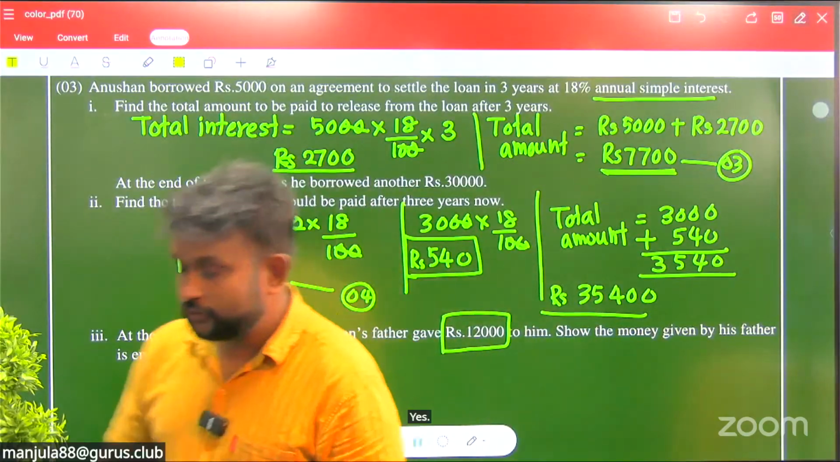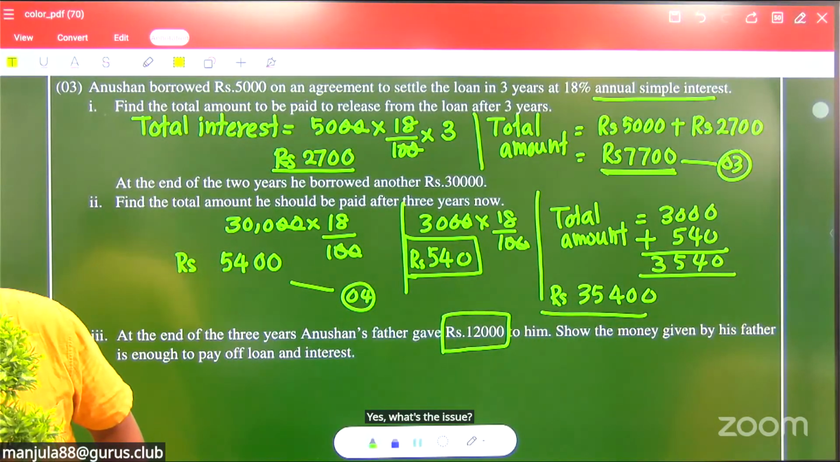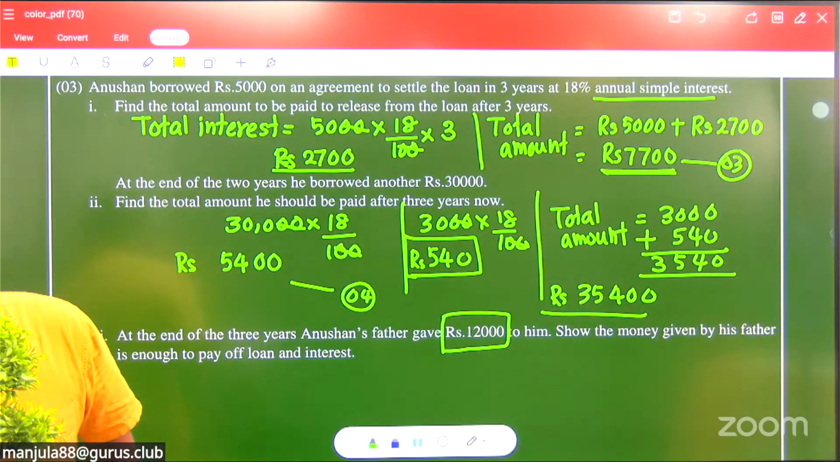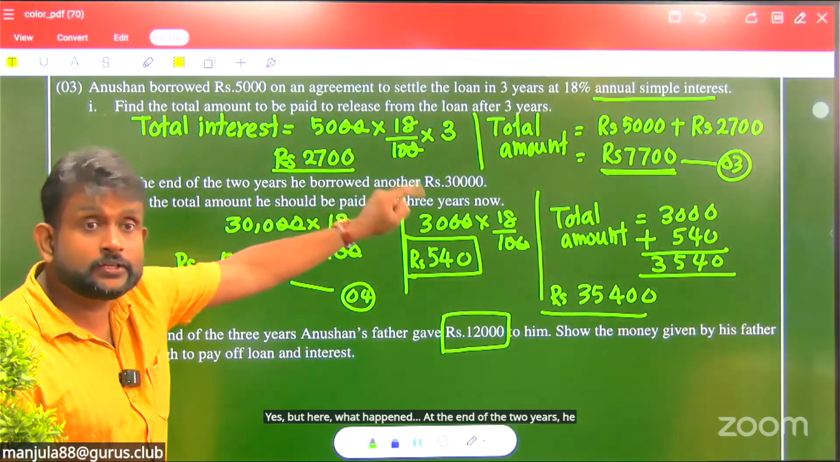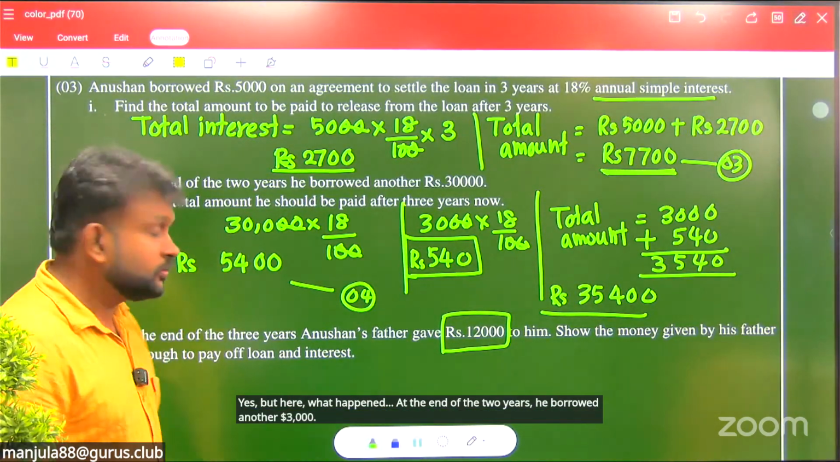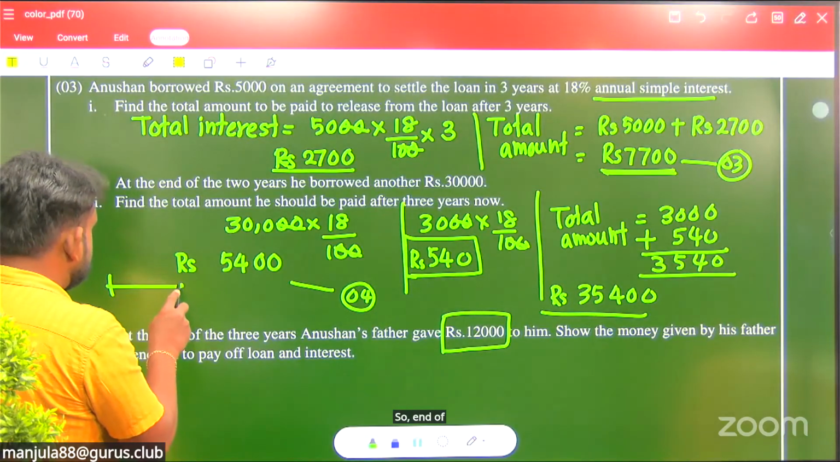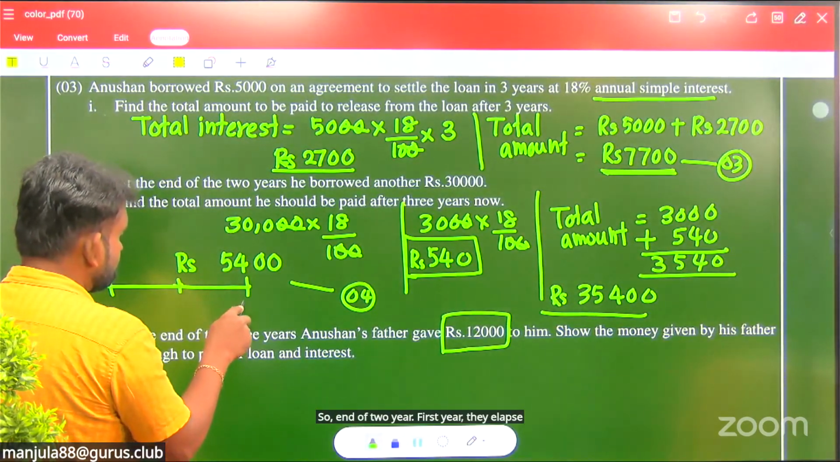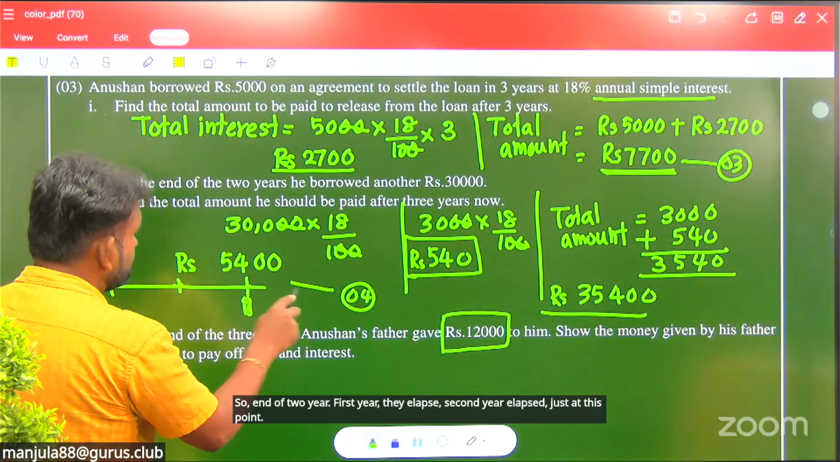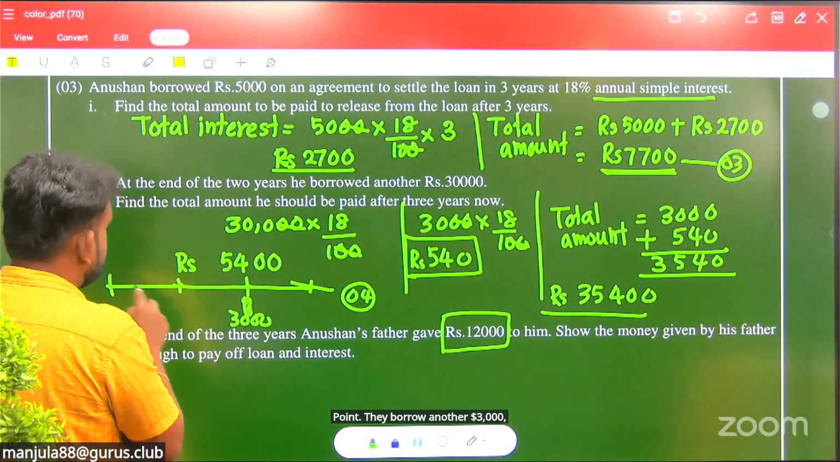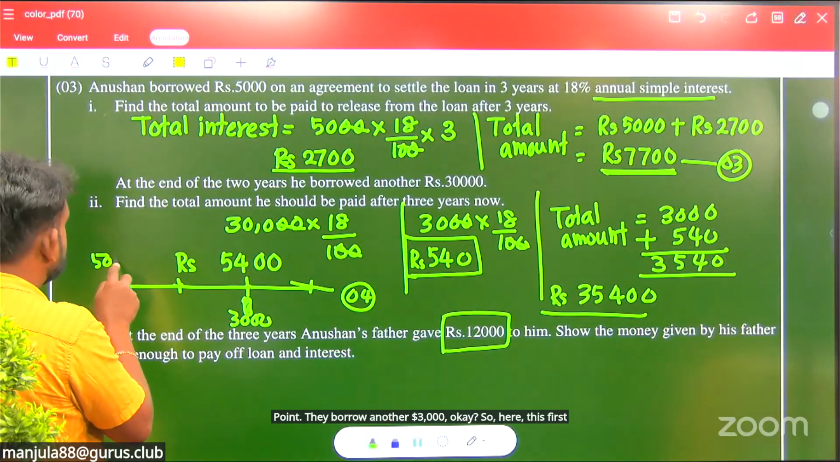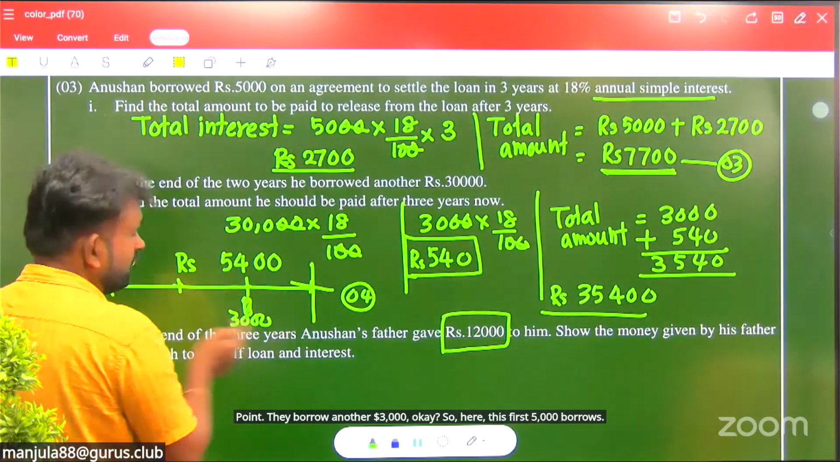Yes, what's the issue? Yes, but here what happened? At the end of the 2 years, he borrowed another 3,000. So at the end of 2 years, the first year elapses, the second year elapses. At this point they borrow another 3,000. Okay, so here this first 5,000 borrowed is completed after the end of 3 years.